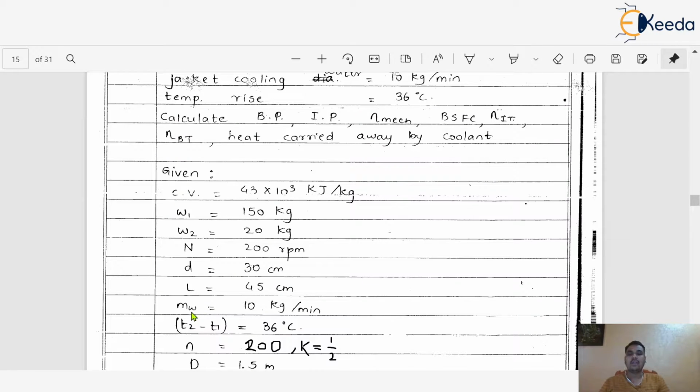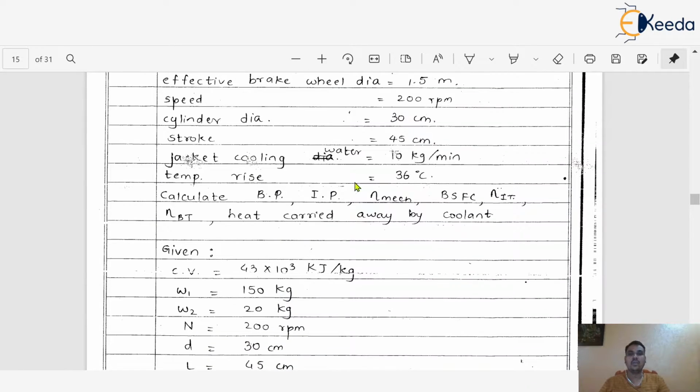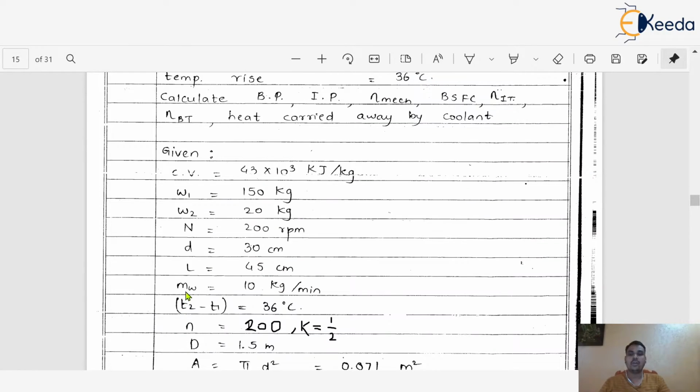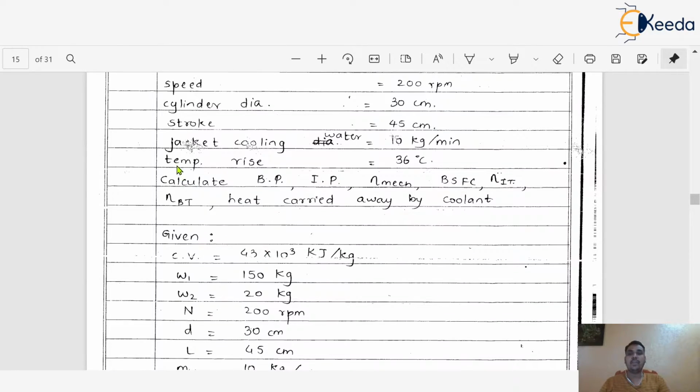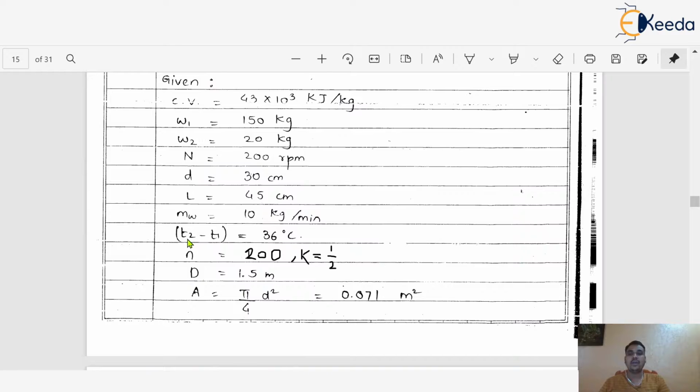The mass of cooling water is also given in the problem, that is m suffix w. This is the jacket cooling water, equal to 10 kg per minute, so the mass of the cooling water m suffix w is equal to 10 kg per minute. Write down those things also. Then the temperature rise is given. The meaning of the temperature rise is nothing but the difference between the higher temperature minus the lower temperature.